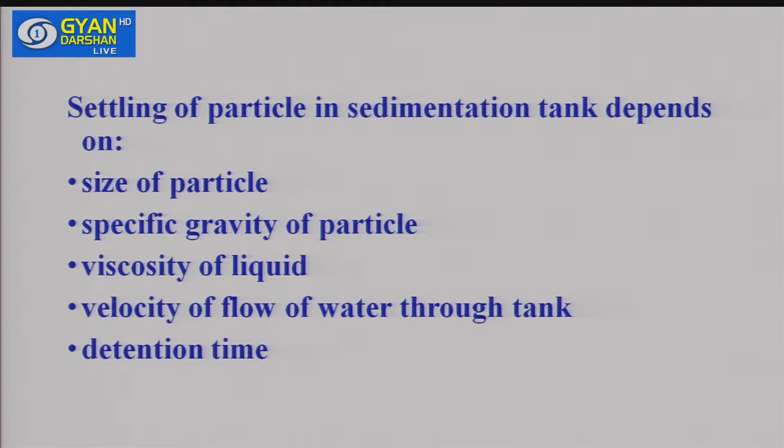Here the water is there. If impurities are there, viscosity will increase. If water is a bit clean, then viscosity will be less, and in less viscous water the particles will settle more easily and quickly. Then the third one is the velocity of flow of water through the tank. The lesser the velocity, the more effectively these solid particles will settle. Then detention time. The more the detention time, the more easily the particles can settle. So these are the factors on which the settling of these particles, or the efficiency of the sedimentation process, depends.